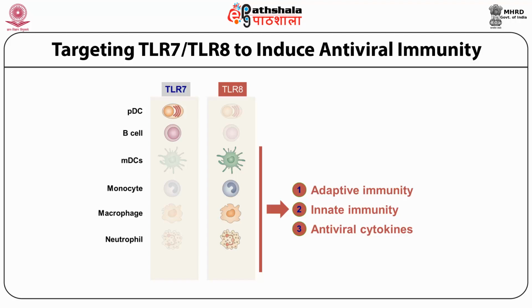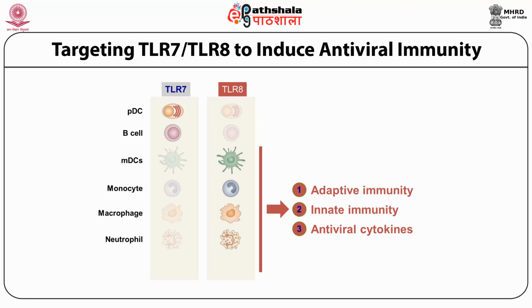To reach the nucleus of the cell, they recognize the RNA or the DNA viruses. Once you give the induction of TLR7, TLR8, or the agonist for TLR7 and 8, how do these cells get induced? Which cells? PDCs, plasmacytoid dendritic cells. TLR7 induces B cells, but TLR8 induces the myeloid dendritic cells, monocytes, macrophages and neutrophils.